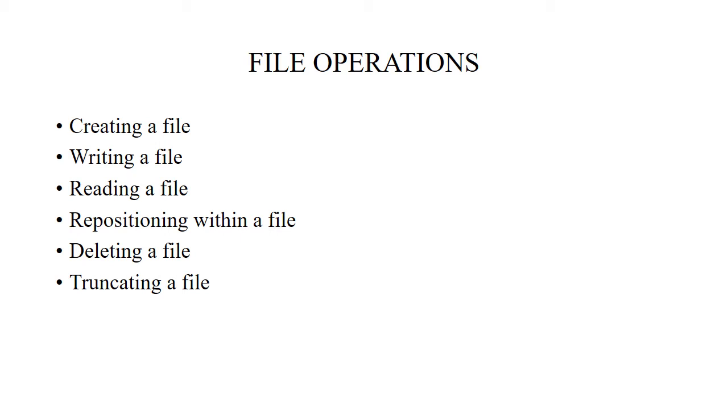Repositioning within a file means what? The directory is searched for the appropriate entry and the current file position pointer is repositioned to a value. It is also called file seek. It means that we are searching a file in the directory.